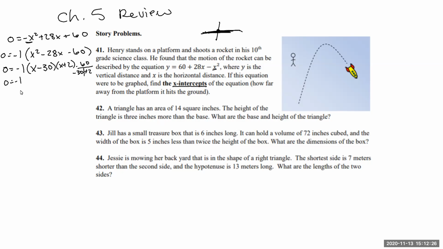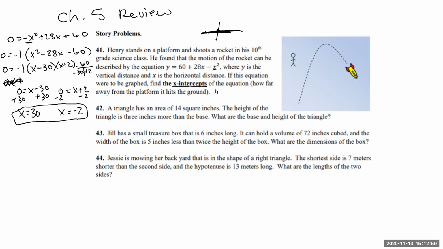So 0 equals negative 1, 0 equals x minus 30, and 0 equals x plus 2. So 0 equals negative 1 is not a true statement, so we don't even have to include this one. Now all that we have to do is just get x alone. So add 30 on both sides. X is going to equal 30, and then subtract 2 on both sides, and x is going to equal negative 2. Okay, so those are our x-intercepts for that first one.